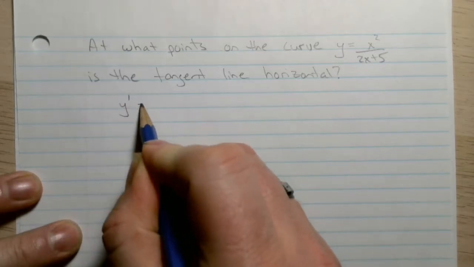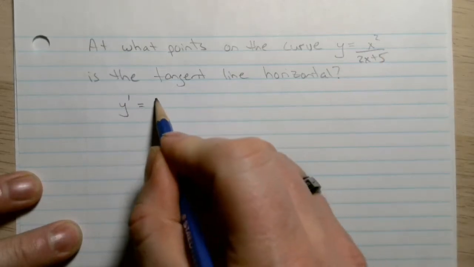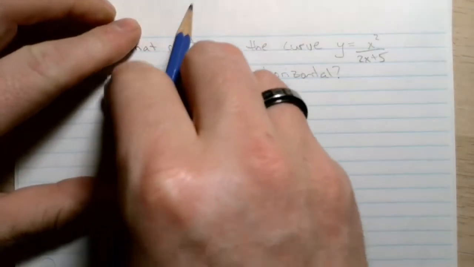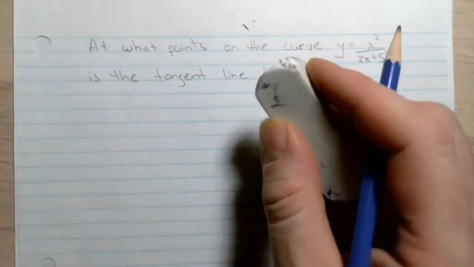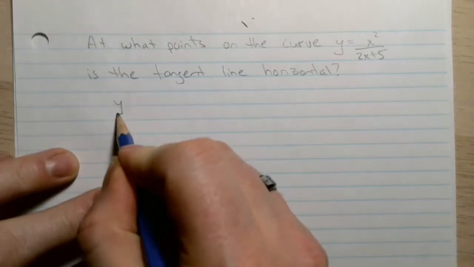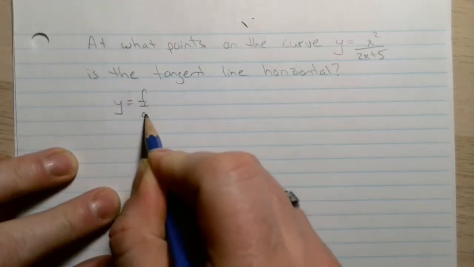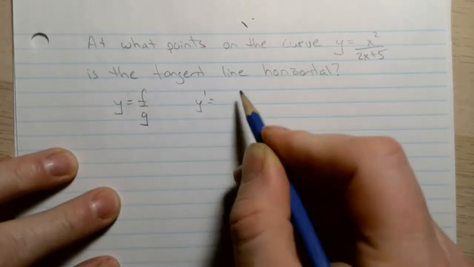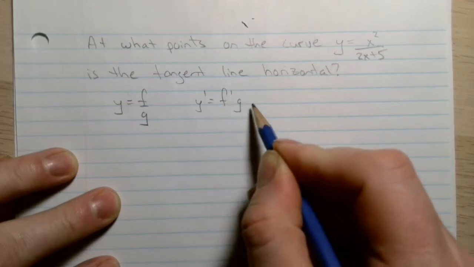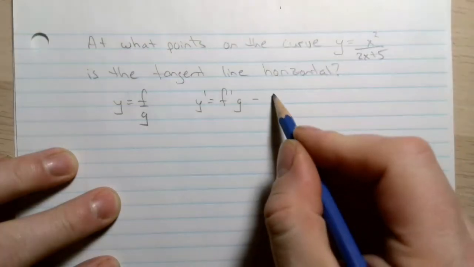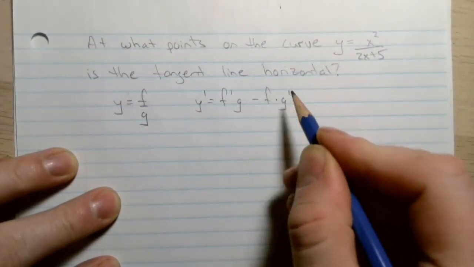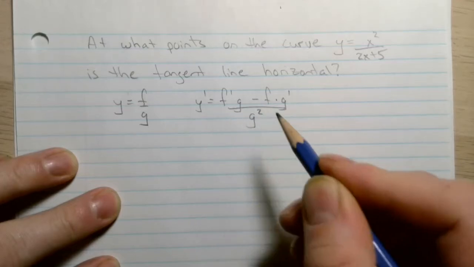Just to quickly review the quotient rule here, if y is equal to f divided by g, then y prime is going to be the derivative of f multiplied by g, minus f multiplied by the derivative of g, all over g squared.